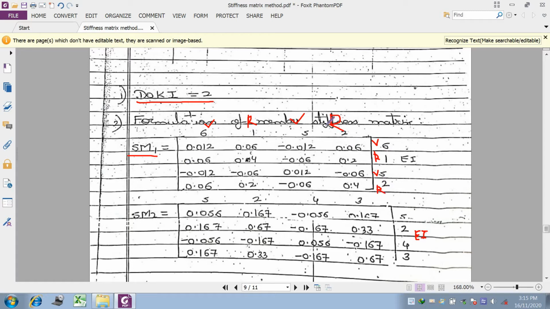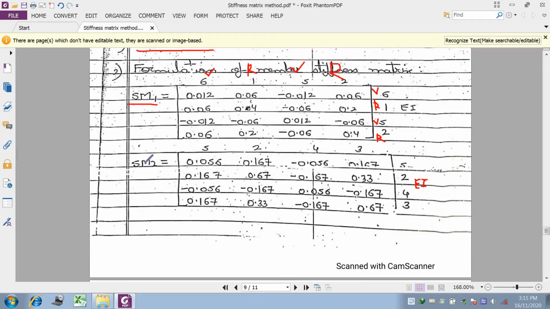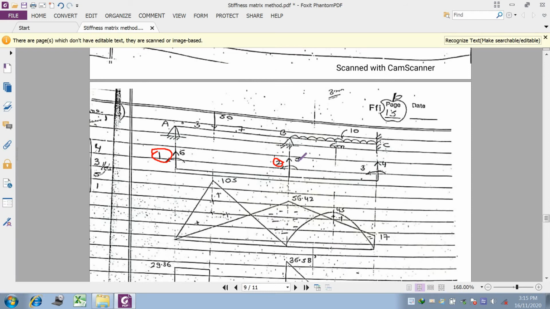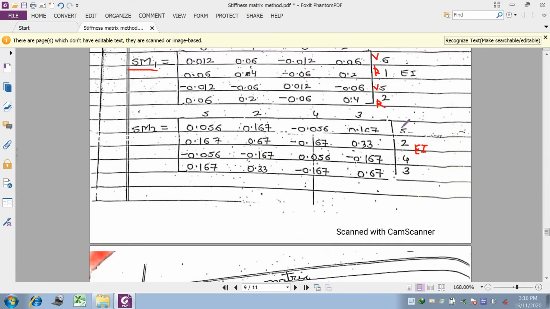Based on the formula we have already seen, put all the values in the formula and you will get these answers, and EI will be taken outside. So this is the answer for SM1, for member AB. Similarly we have to calculate SM2, that is member BC. At BC it will be 5 2 and 4 3. So this is 5 2 4 3. By putting all these values in the formula you will get the SM2 value.